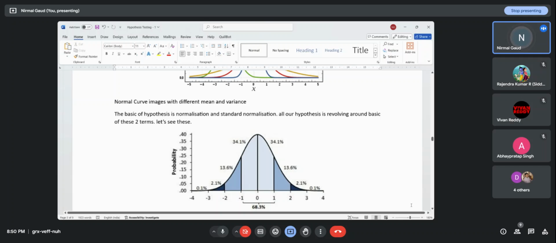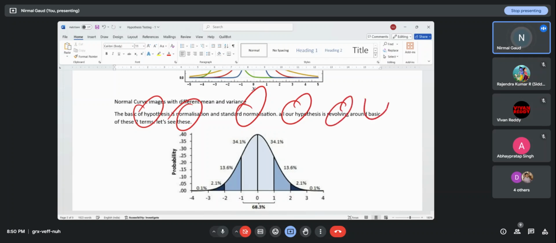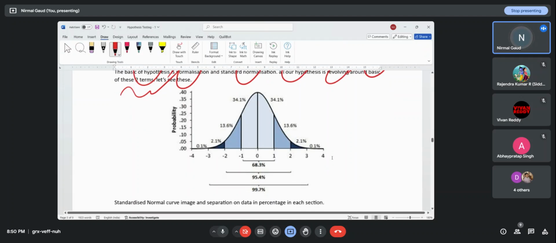Okay, again a very important curve, normal distribution. So the basis of hypothesis depends on the normalization only and standard normalization. All the hypotheses revolve around these two terms, how the distribution of the data is. And this is the normal distribution plot. On y-axis I am having the probability, and on x-axis you can see the distribution of the data.